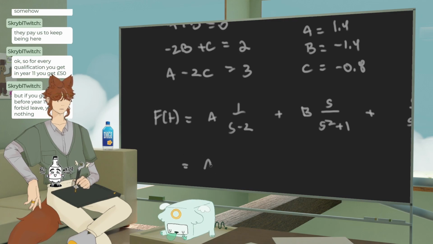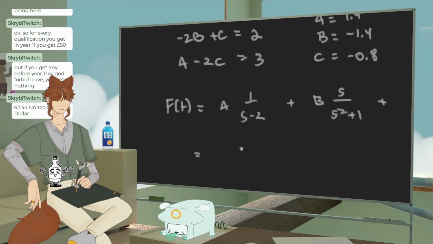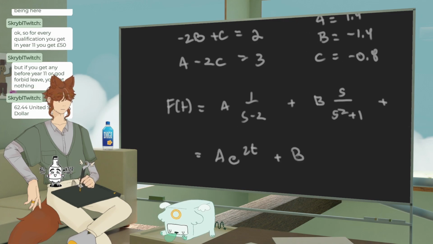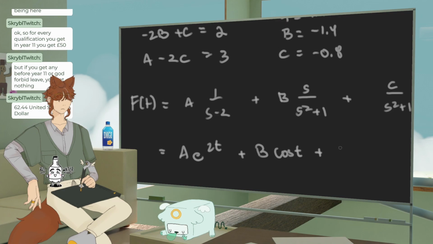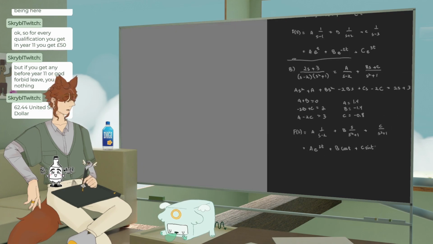Huh. That's really interesting. This is e to the a, e to the 2t. This one is cosine. This one is sine. We could have done that with the annihilator method.